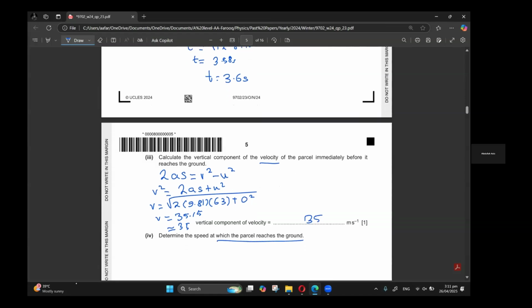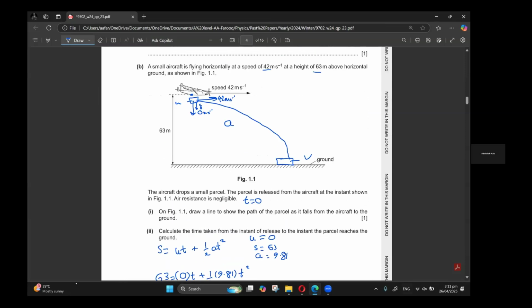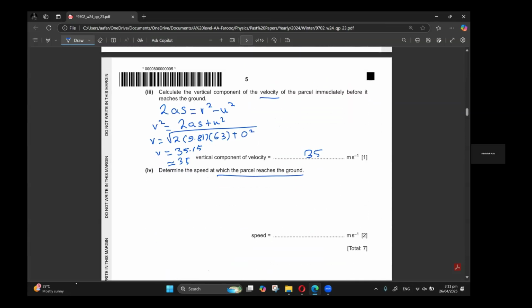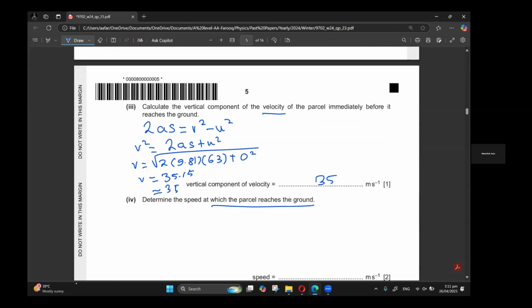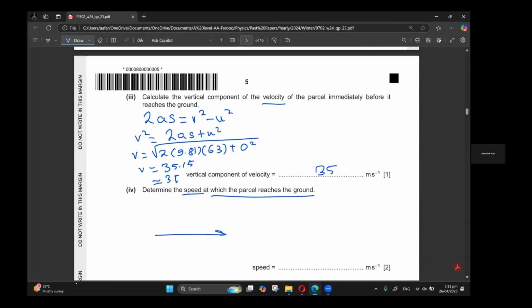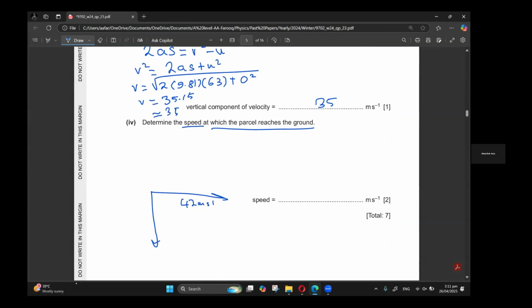Determine the speed at which the parcel reaches the ground. This is a good question. Basically, we have the horizontal component of velocity, which is 42 meters per second, and the vertical velocity, which is 35 meters per second. Speed is basically velocity without the direction, so we can calculate the resultant velocity.